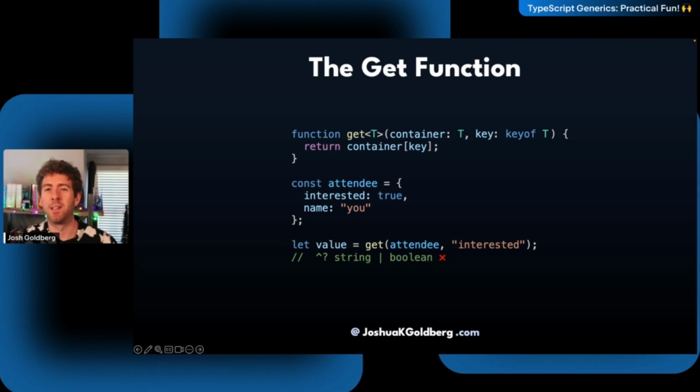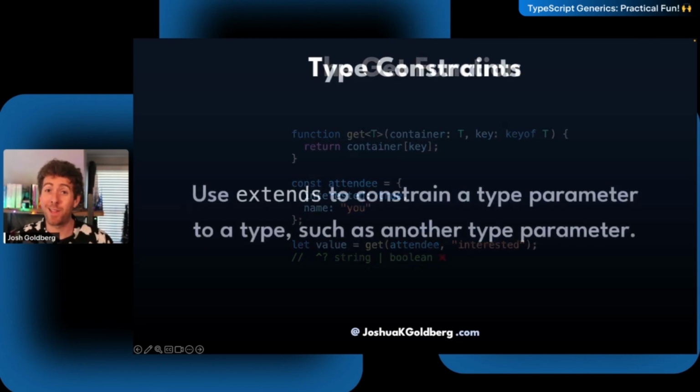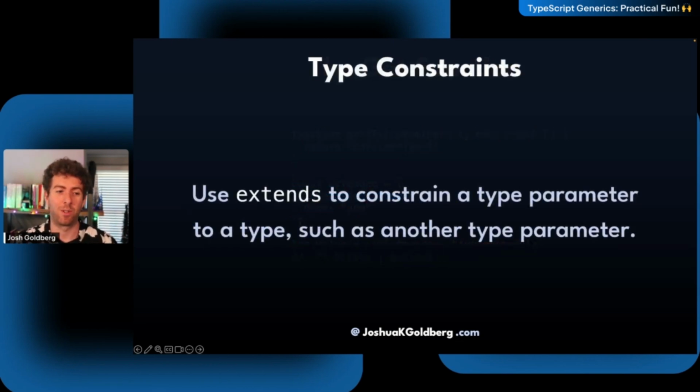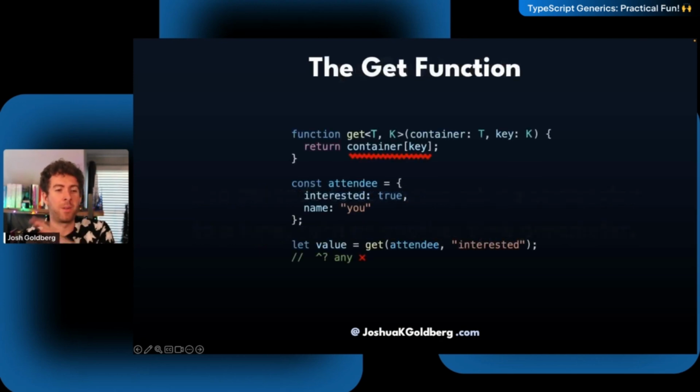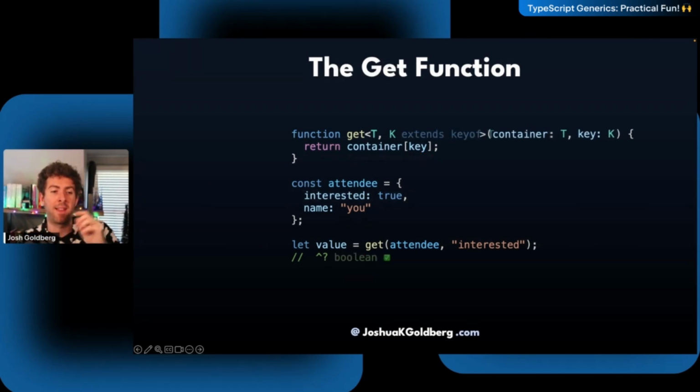We need some way to give key a type parameter, but also constrain it to the keys of T, a constrained type parameter. And we can do that in TypeScript land with the extends keyword, which constrains a type parameter to some other type, such as another type parameter. In other words, we can say that not only do we have this unique key type parameter for K, we can also say that K must extend or be assignable to keyof T. And what do you know? It works. Const attendee, getAttendeeInterested, the return type is Boolean. Hooray.